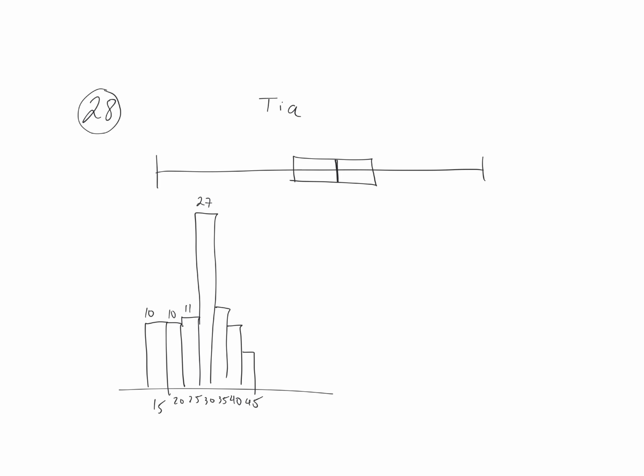And number 28 asks, what is the value of the median of Tia's survey and the median of Amir's survey? They want the difference. So they want the median of Tia's survey minus the median of Amir's survey. This is Amir here.